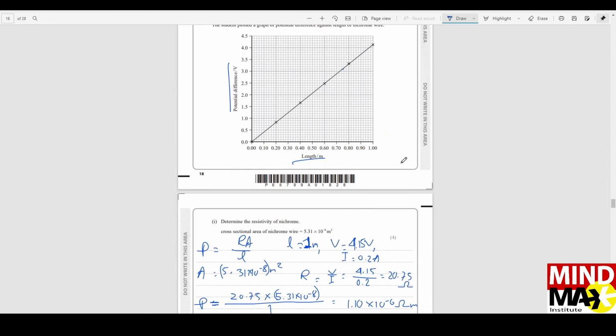So let's say I picked the one at the end. I picked the voltage at 1 meter, which came to 4.15 from the graph. So I know the voltage, I know the current is 0.2, which is fixed. So from there I can find the resistance. Once I've found the resistance, I know R. I also know A. How? Because it's given in here. And L is the length at which I found the voltage.